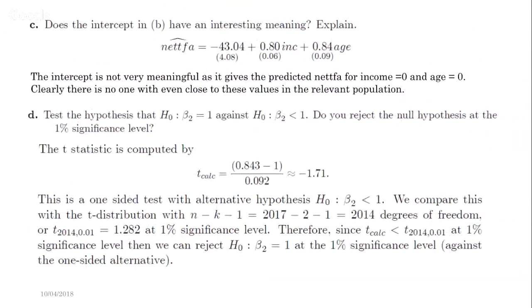The intercept is more interesting. So the intercept is negative 43. Is it meaningful? If someone has income of 0 and age of 0, income 0 is possible, but age 0 is a newborn baby. So it's not likely for that person to have any meaningful wealth. In this case, if you're a newborn baby, you have negative 43 already.